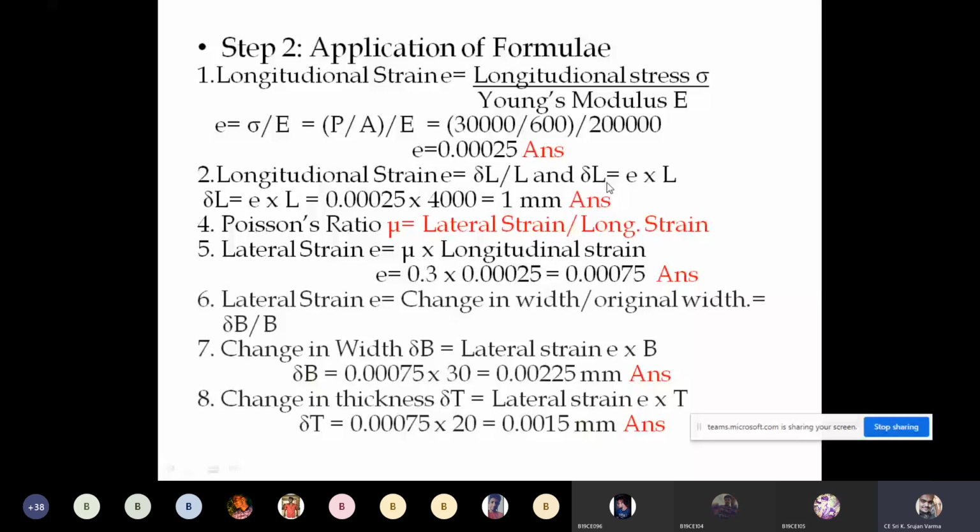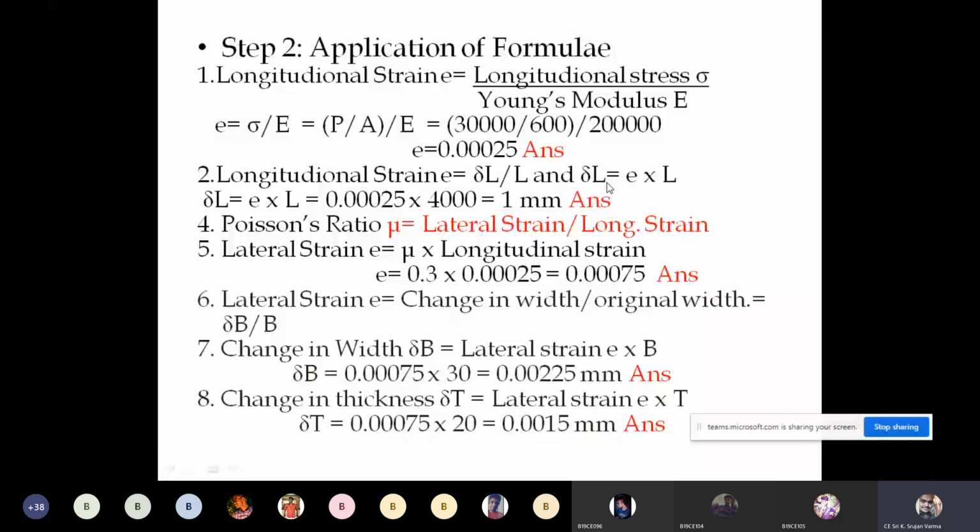Longitudinal strain, that is delta L divided by L. So delta L is equal to e multiplied by L. Okay, same formula. So delta L, e is already known to us, 0.00025, multiplied by length of the bar, which is 4 meter, 4000 millimeter. So 0.00025 multiplied by 4000, I can take that as 1 millimeter. I got the answer as 1 millimeter.